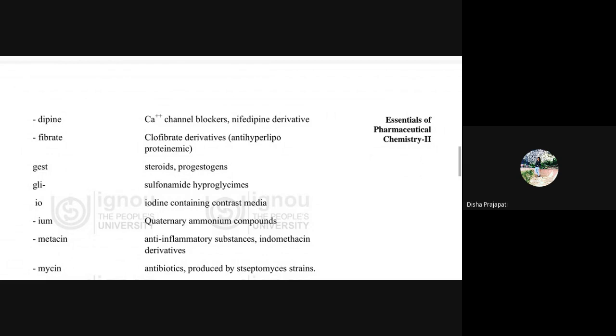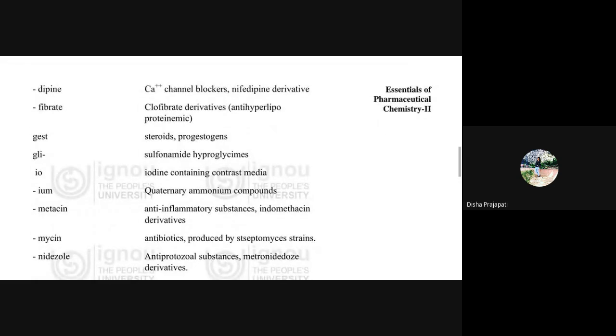Gli is sulfonamide hypoglycemics. Io is iodine-containing contrast media. Ium is quaternary ammonium compounds. Metacin is a derivative of anti-inflammatory substances like indomethacin derivatives. Mycin is antibiotics produced by Streptomyces strains. Nidazole is anti-protozoal substances, metronidazole derivatives.